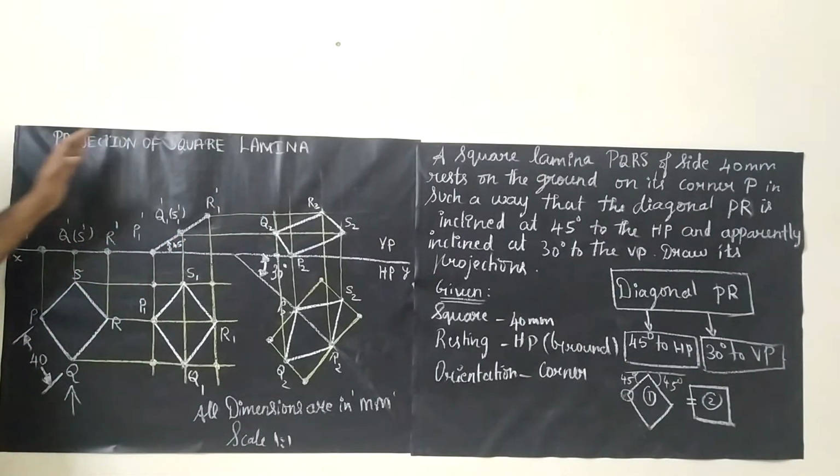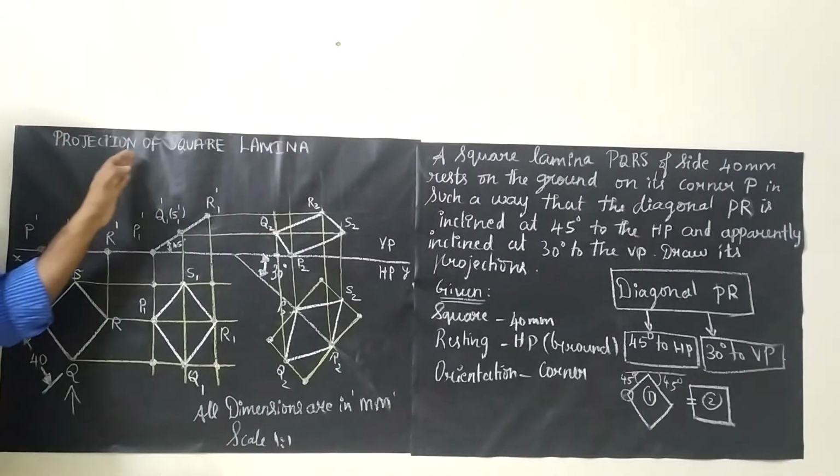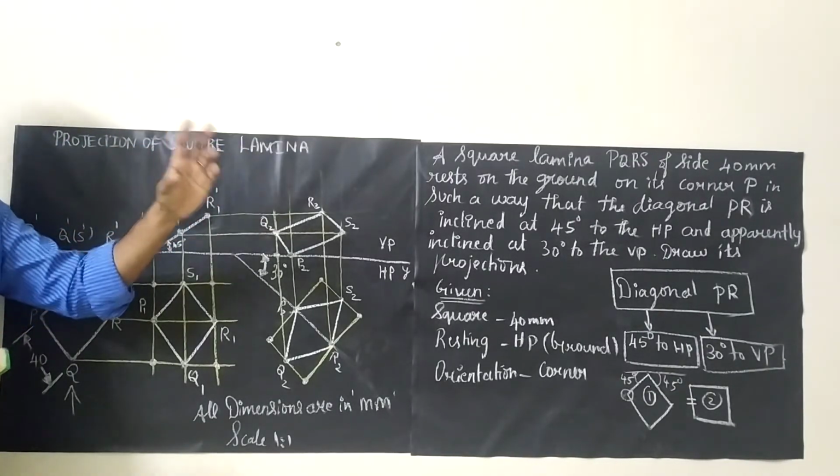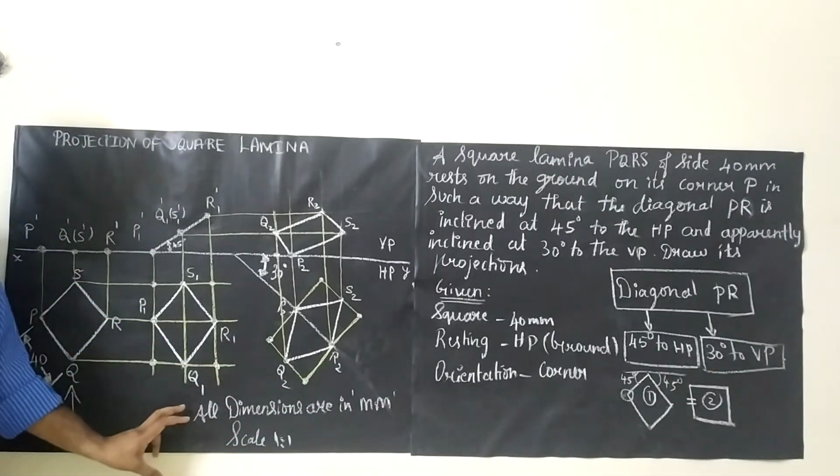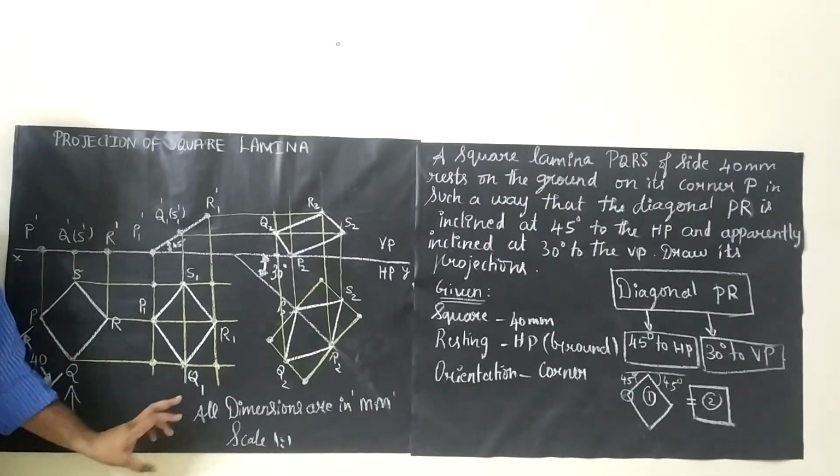The next thing is the heading. The heading can be written as projection of square lamina. The height of the text should be 10 mm. Subheadings like all dimensions are in mm and scale 1 to 1 can be written here. The height of the text should be 5 mm.